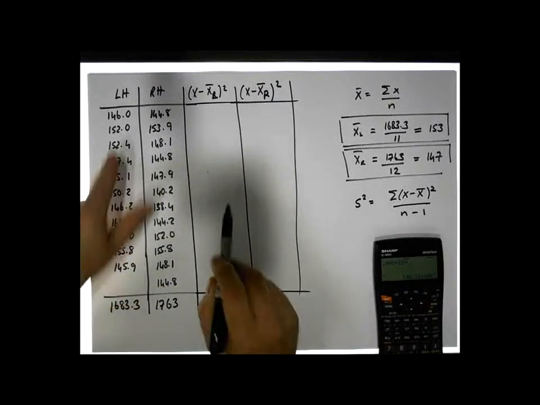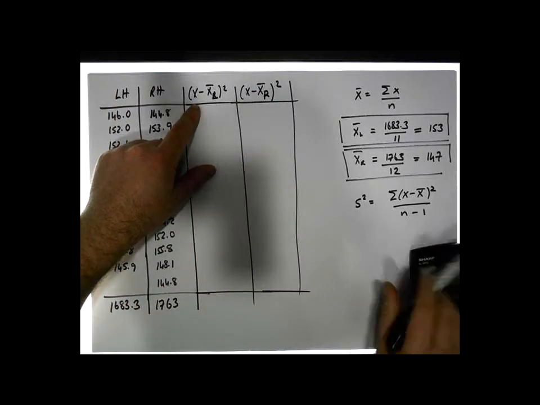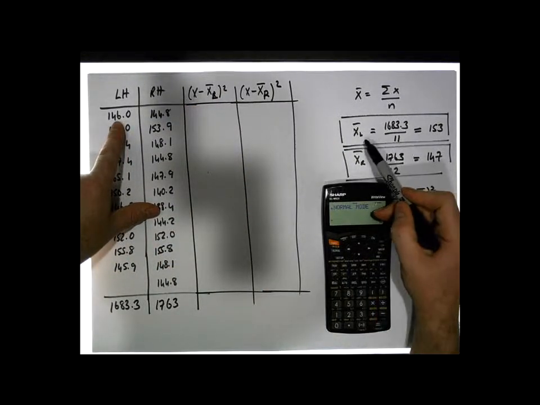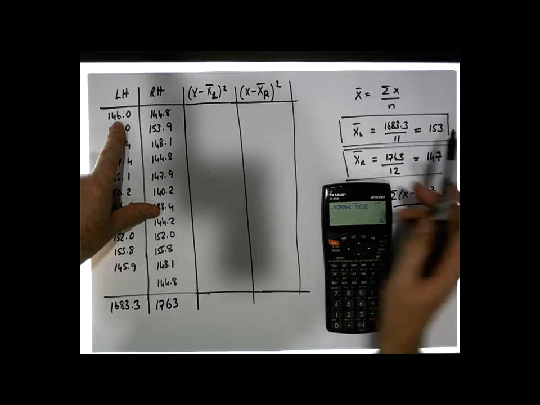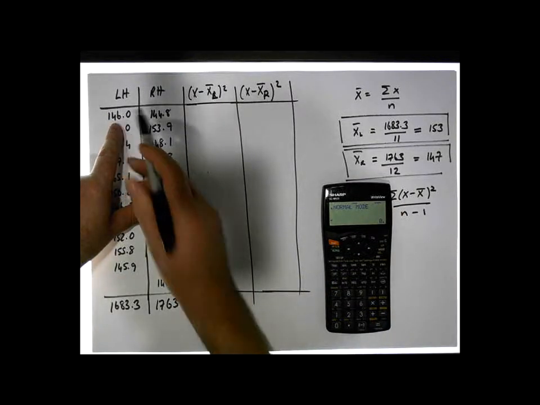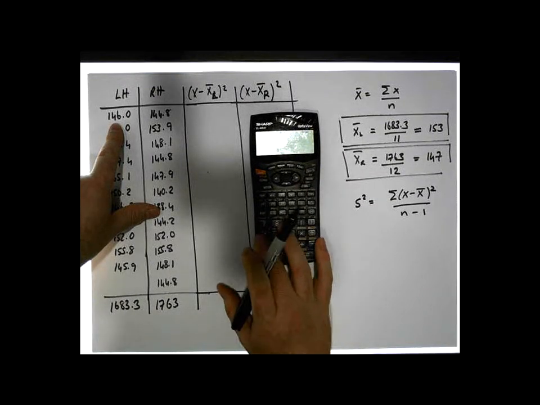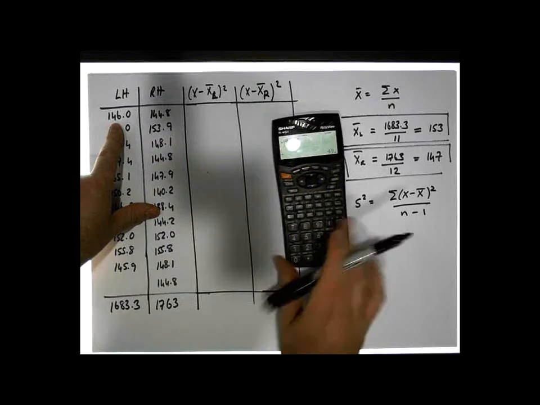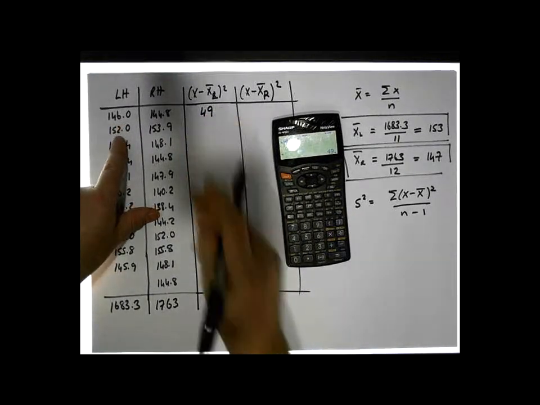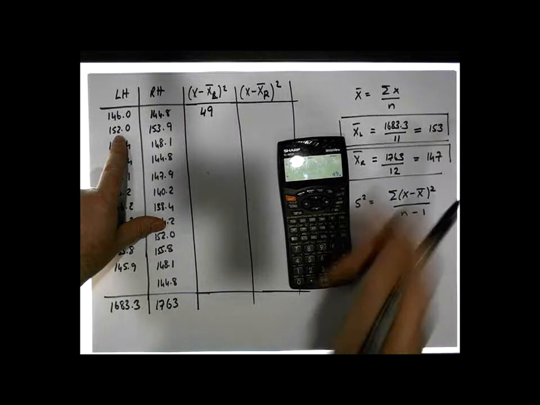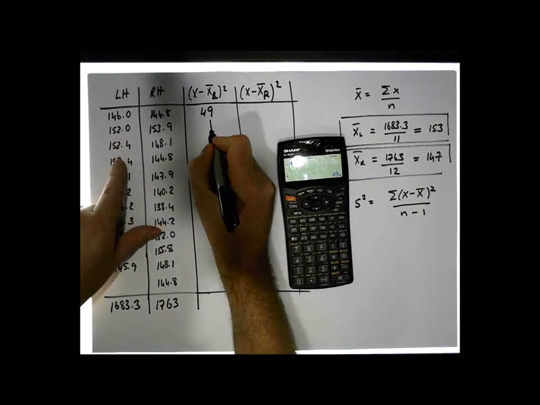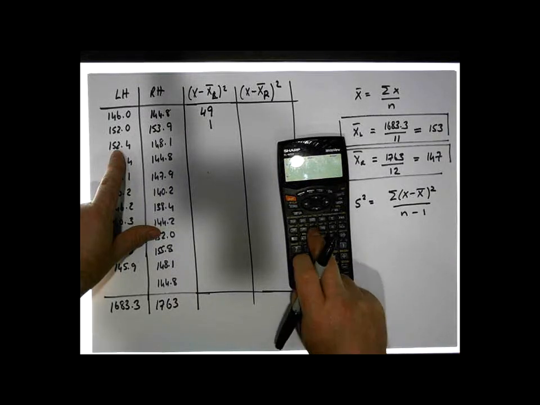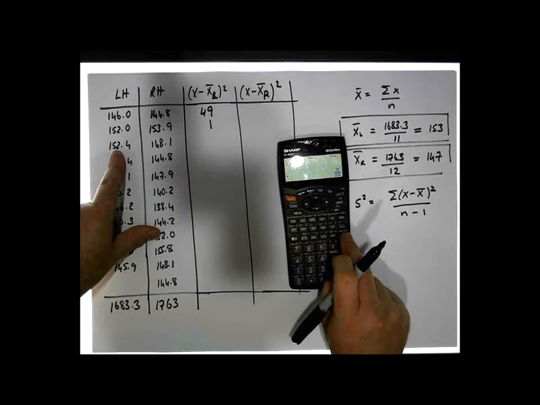So for the left-handers, we need to take the mean value away from each one of these values, and then square it. Keep in mind, for the left-handers, the mean is 153. So I need to take away 153 from each one of these values. We have 146 minus 153, which is straightforward enough. When we square that, we get a value of 49. Then we have 152 minus 153 gives us 1. 1 squared is 1. Then we have 152.4 minus 153 gives us 0.6. 0.6 squared gives us a value of 0.36.